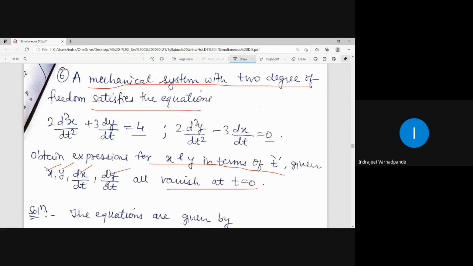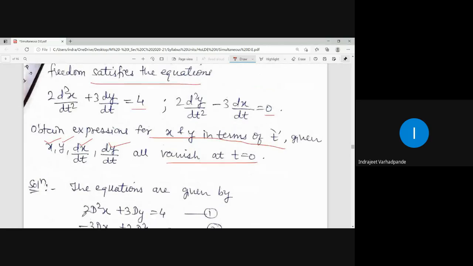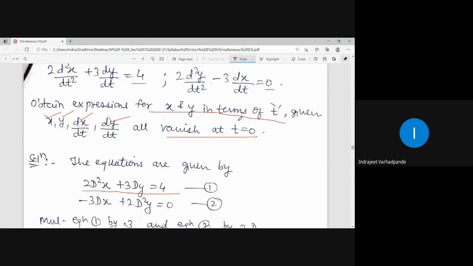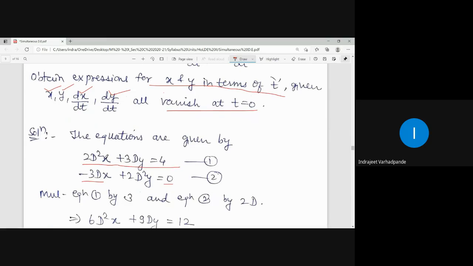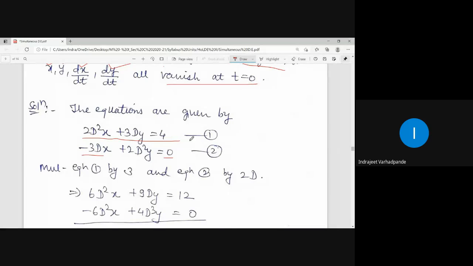Nothing to worry. Write it in operator form and go ahead as we did in the first order differential equation. So this equation will be written as 2D square x plus 3Dy equal to 4, and 2D square y minus 3Dx equal to 0. Write x below x and y below y. Now if you are cancelling x, multiply by 2D. If you are cancelling y, multiply by 3 accordingly. So what is to be done? I am cancelling x over here, so I will multiply equation 1 by 3 and equation 2 by 2D.